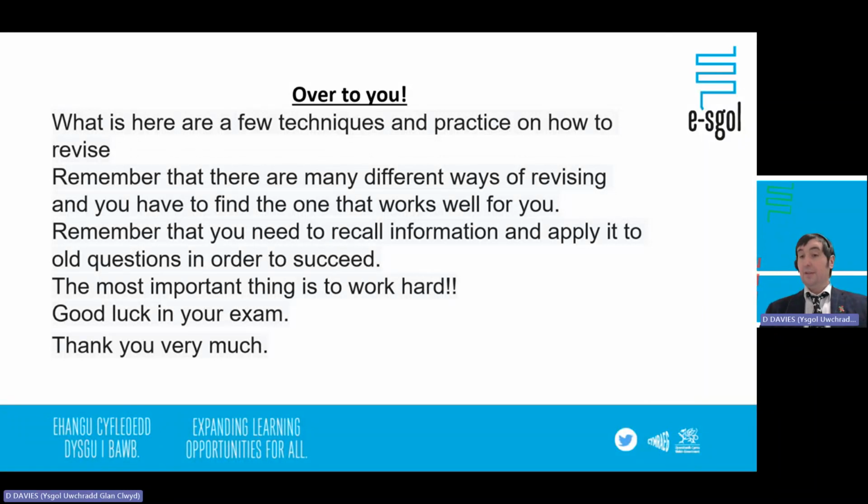So that's, again, repetition is the mother of learning. If you do it again and again and again until you've got it in your head, and then you need to apply it to old questions in order to test your knowledge, yeah? In order to make sure that you have understood it.